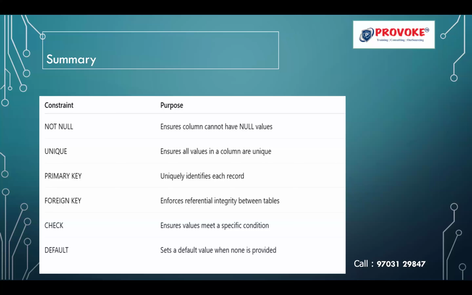FOREIGN KEY ensures the referential integrity between tables. That's what I said. You should have the referential integrity. Parent table should be there. CHECK constraint ensures the values meet a specific condition. And DEFAULT sets the default value when none is provided. So this is what we have about the constraints.